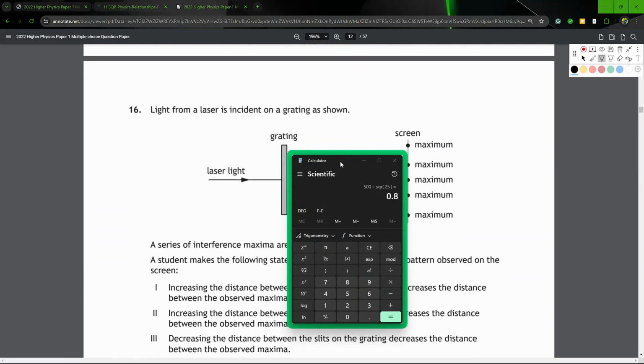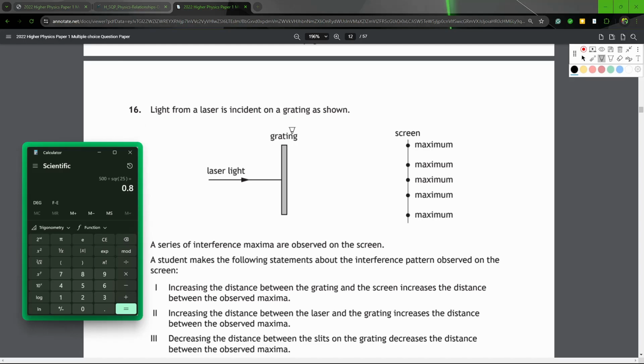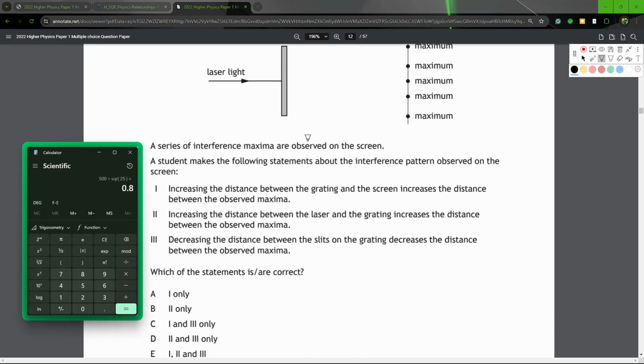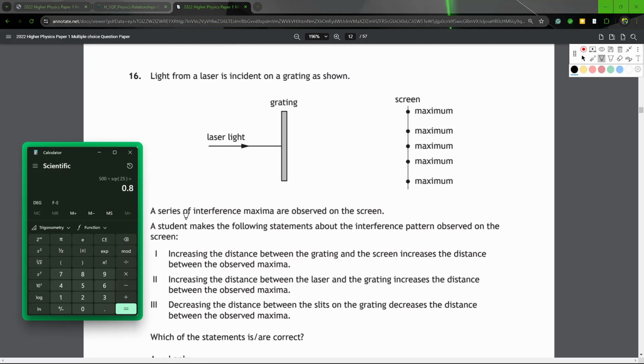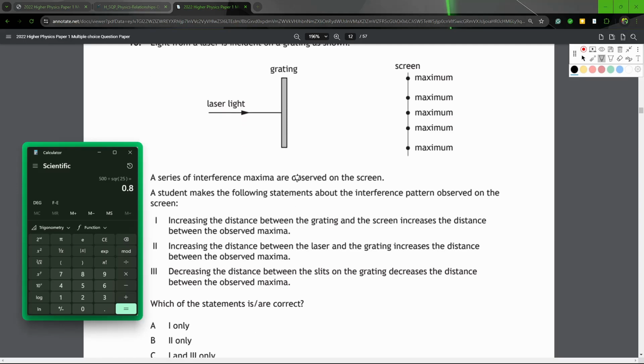Moving on to 16. Light from a laser is incident on the grating as shown. A series of interference maxima are observed on the screen. A student makes the following statements about the interference pattern observed on the screen. Increasing the distance between the grating and the screen increases the distance between the observed maxima. Increasing the distance between the laser and the grating increases the distance between the observed maxima. Decreasing the distance between the slits on the grating decreases the distance between the observed maxima.